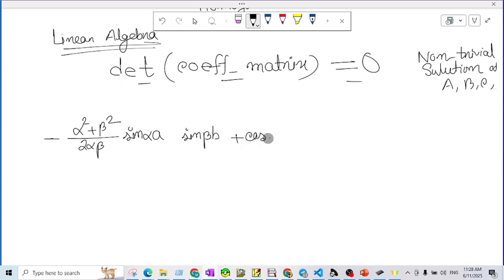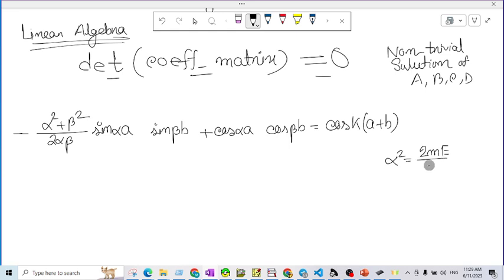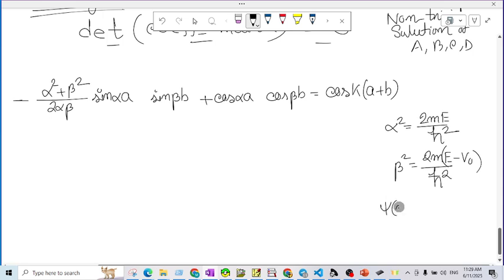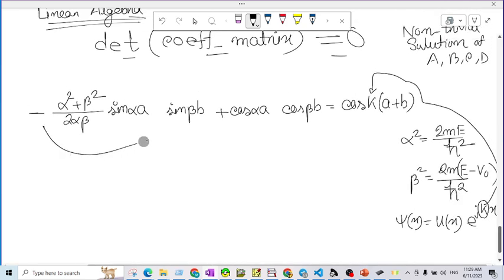Let me write this equation and then I will remind you. And then I have cos k(a plus b). Let me remind you what alpha square was. It was simply 2me divided by h bar square, and beta square was equal to 2m(e minus v naught) divided by h bar square, right? And what was k? Do you remember that we wrote psi x is equal to u x times e to the power j kx? So we get this k from here.